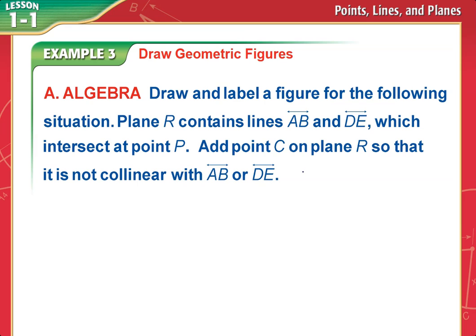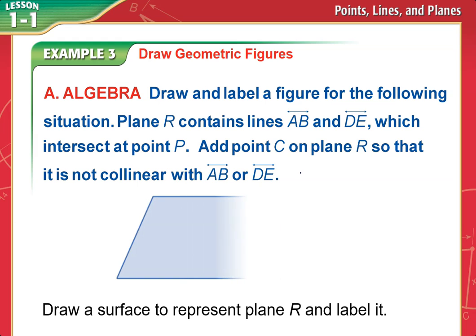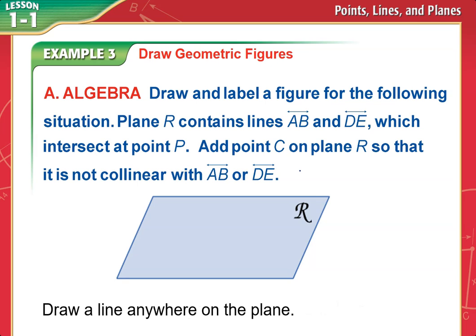Okay, here we're going to be drawing a geometric figure. We're going to draw and label a figure for the following situation. Plane R. So we're going to draw a surface to represent plane R, and we're going to label it. Then we're going to draw a line anywhere on that plane, because we want plane R to contain lines A and B and D and E, which intersect at point P.